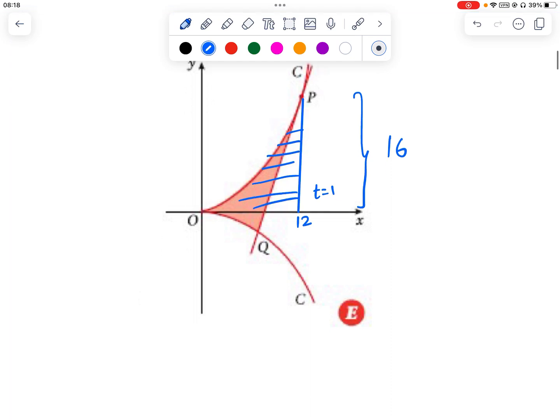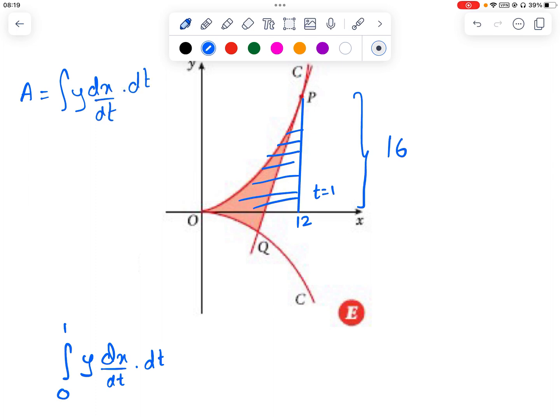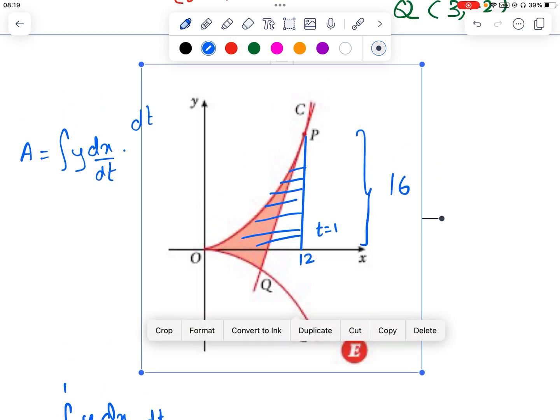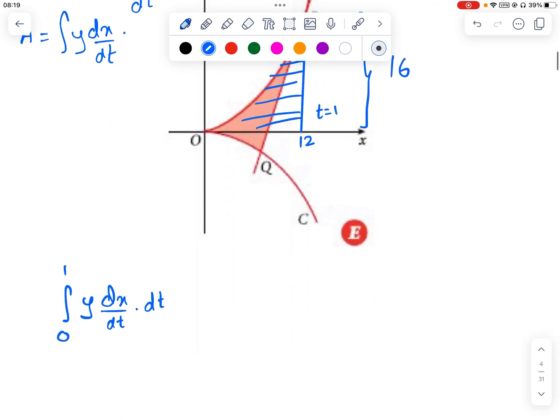Area under the curve. So integral from t equals 0 to 1 of y dx/dt times dt. Whenever the parametric form is given, the area will be the integral of y dx/dt times dt. So in that case, that will become integral 0 to 1 of y. What was y? y is nothing but 2t cubed, times dx/dt, which is 6t, dt.